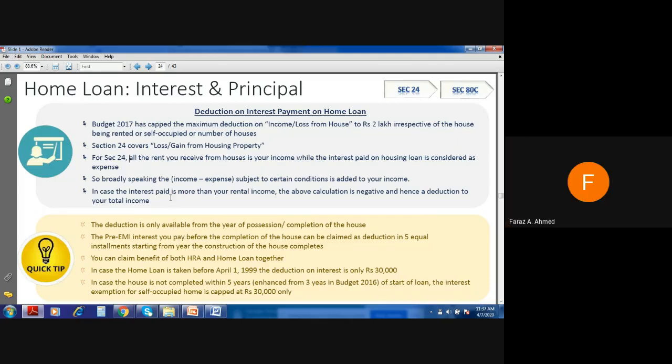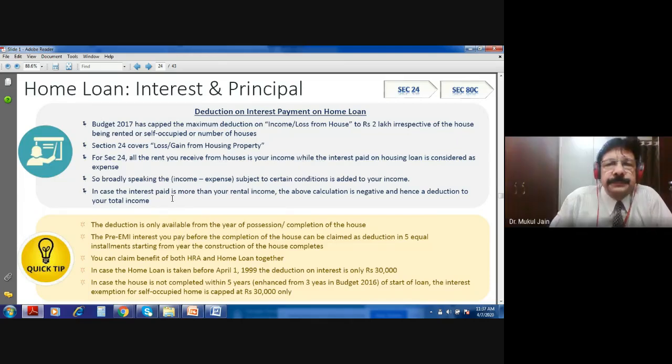Sir, for home loan, is this the residential home? Yes. We're talking about residential. Okay. Only for residential home, now not for commercial property.